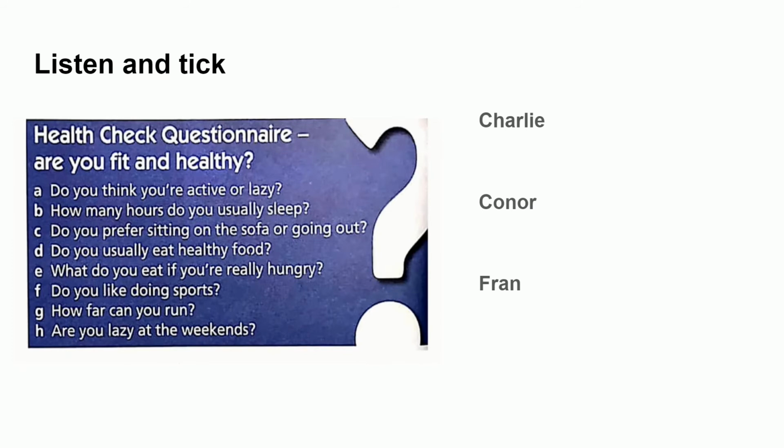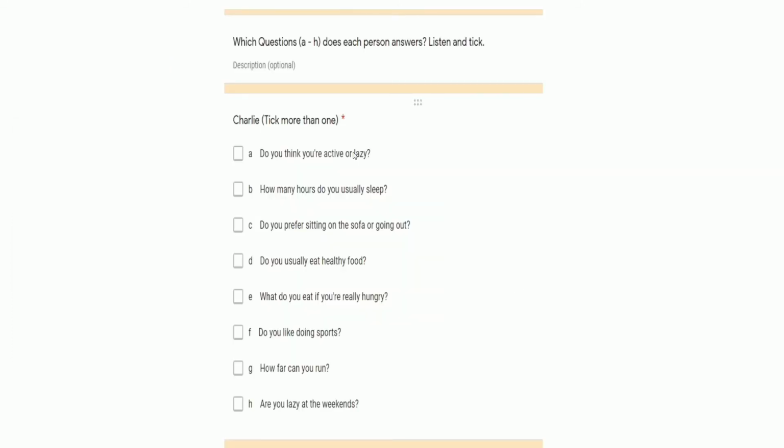Next, we will do some listening activity. You will listen to the audio of a questionnaire with questions being asked by the characters. We have 3 characters in the audio: Charlie, Connor, and Fran. They'll be answering the questionnaire, and what you have to identify is which questions, A to H, they answer. And you take the questions that they answer.